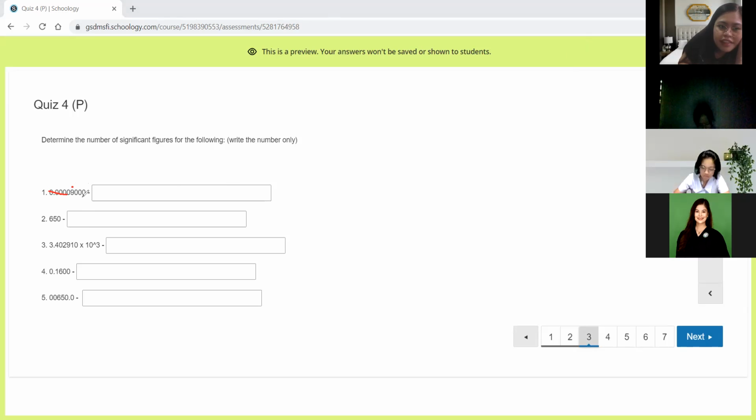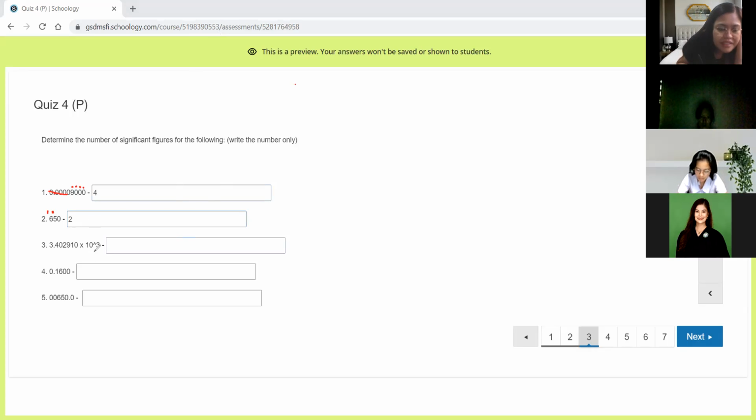1. And how about the trailing zeros? Are we going to consider them significant or not? Yes, ma'am, they are considered significant because there is a decimal. Very good, because you have your decimal point here. When there is a decimal, trailing zeros are automatically significant. So we have a total of 4 significant figures for number 1. Now, for number 2, 1, 2, and this is a trailing zero, but we cannot consider that as significant because we have no decimal. So 2 is the answer.